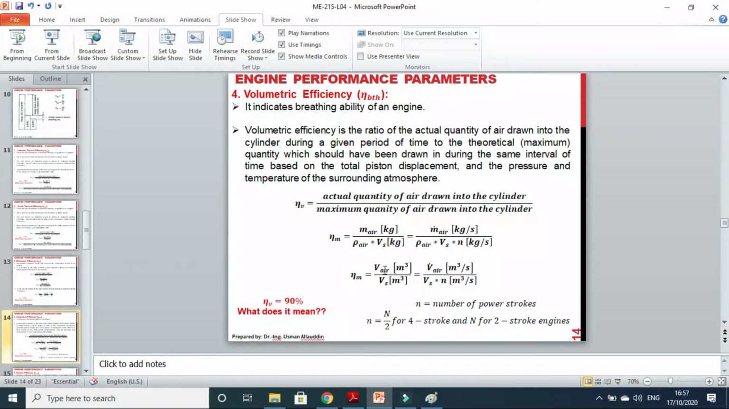You can see that if we have mass flow rate of air, mass of air in kilogram, so swept volume into kilogram per meter cube, the meter cube will be cancelled out, leaving kilogram. So in order to convert the kilogram into kilogram per second, we need to multiply by n. And n is N by 2 for a 4-stroke engine, and n is equal to capital N for a 2-stroke engine.